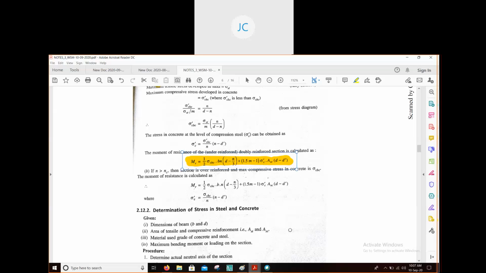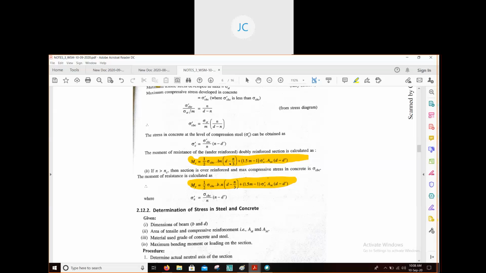Next, if N is greater than NC, then your section will be over reinforced. This is the formula to find the moment of resistance. You compare these two formulas, and you will see what the difference is. What is the difference? No difference.